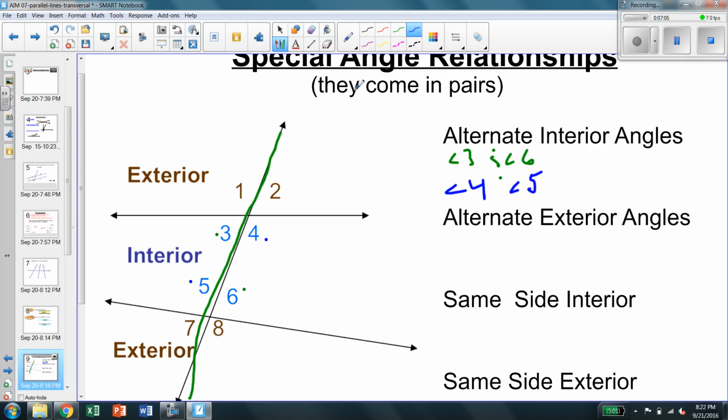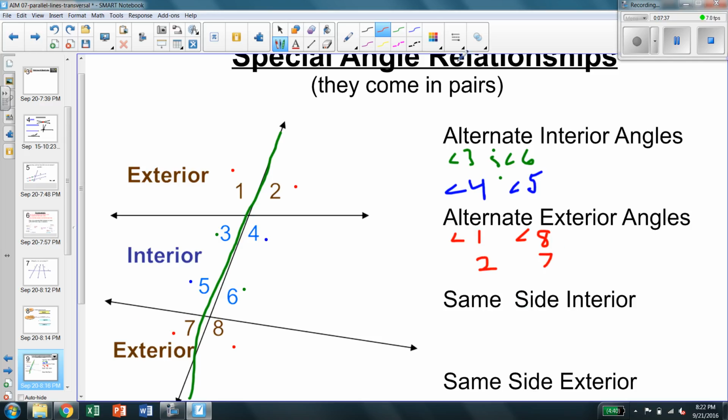Same principle for alternate exterior. Here's one on the outside. On the alternate side, well, it can't be this one because that's adjacent, right? So we go down here, 8. So 1 and angle 8. Still getting the hang of writing on this. 2 and 7 are also alternate exterior.